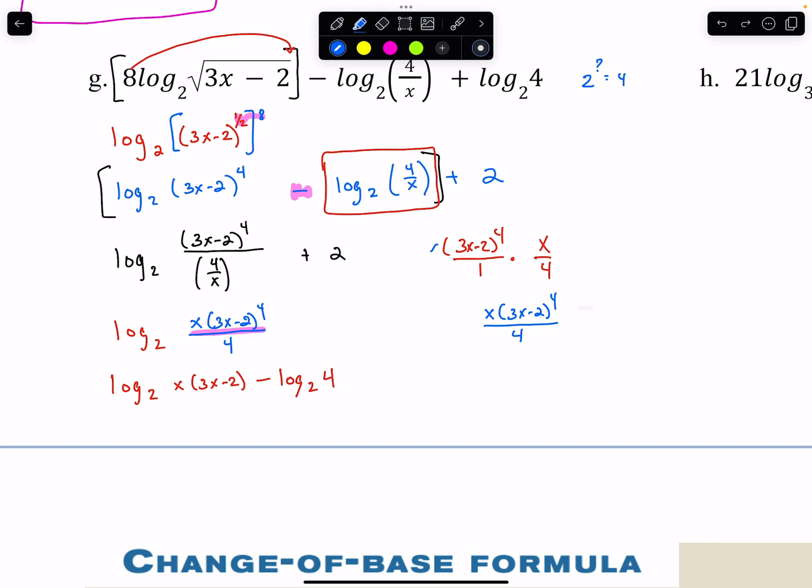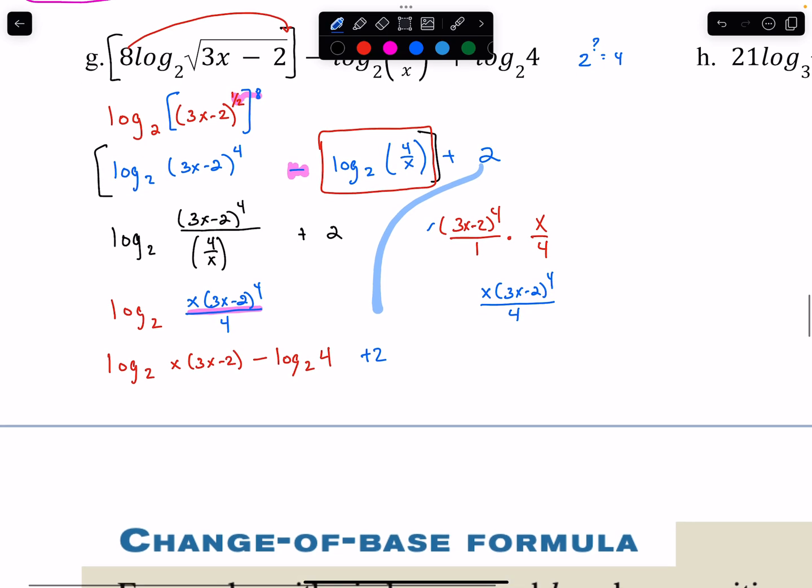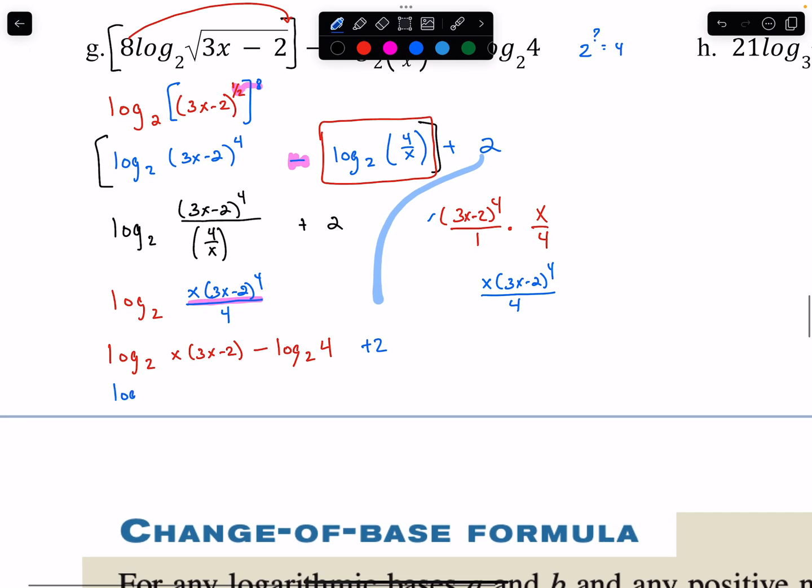I'll show you the other one. And then I'm going to bring my plus 2 here as well, because I don't want to forget that. So I have log base 2 of x times 3x minus 2 minus log base 2 of 4, which again is 2, and then plus 2, which would then just cancel these out, and your final answer is log base 2 of x times 3x minus 4.